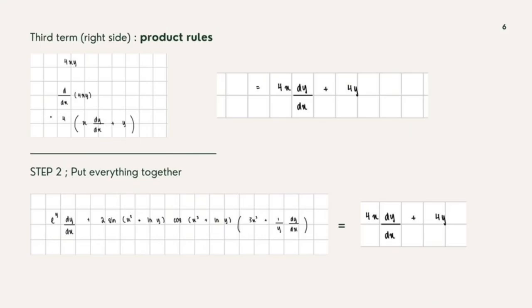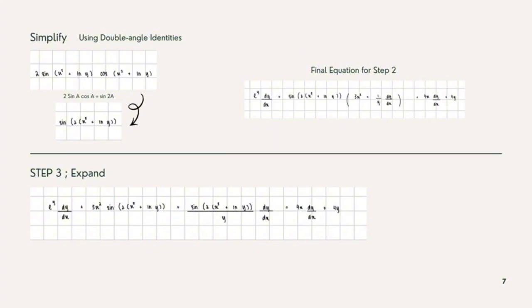For step 2, we need to put everything together, and as we can see, we can simplify using double angle identities as we have learned from the previous semester, using 2 sine a cos a equals sine 2a. So for the final equation for step 2, we get e to the power of y dy over dx plus sine in bracket 2 in bracket x cubed plus ln y close bracket, in bracket 3x squared plus 1 over y dy over dx close bracket, equals 4x dy over dx plus 4y.